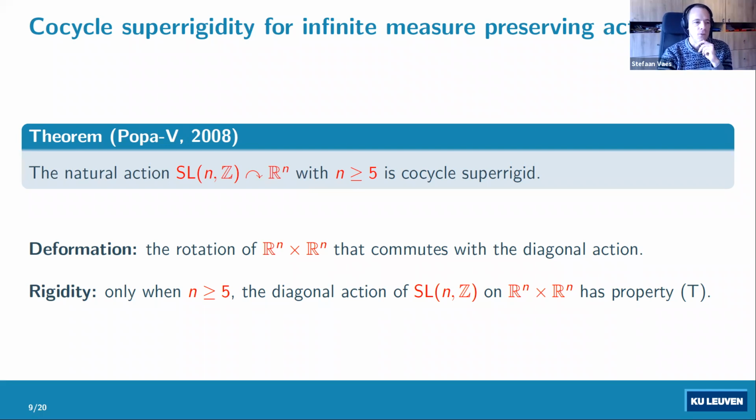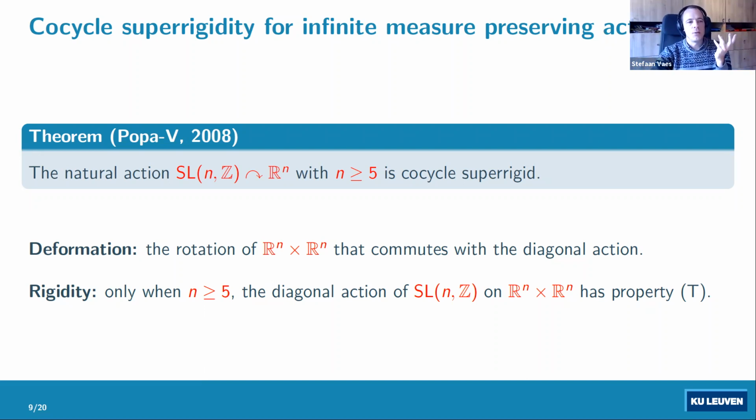Now, the reason is the following. This is our first, say, encounter with infinite measure preserving actions, and they really behave very differently. So again, there is a deformation. This time it's rotation of Rn times Rn. So of course, we act diagonally on Rn times Rn, and then rotation commutes with this.